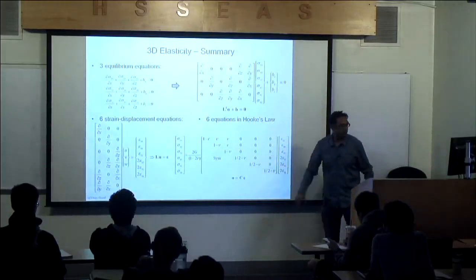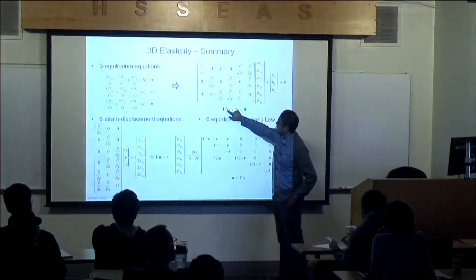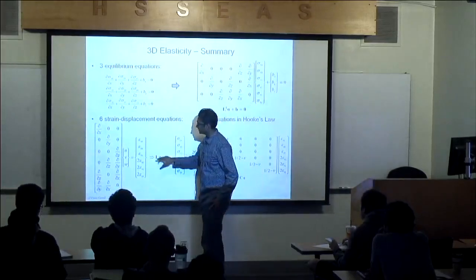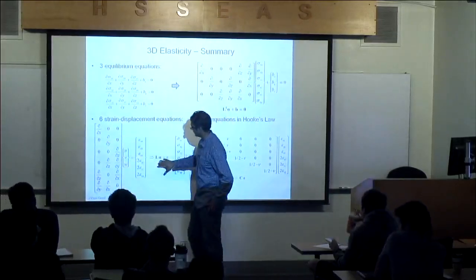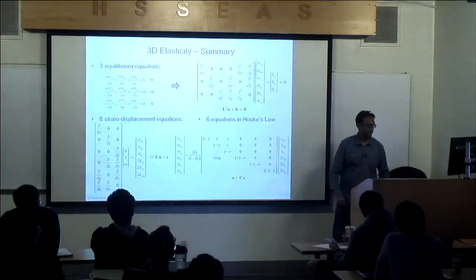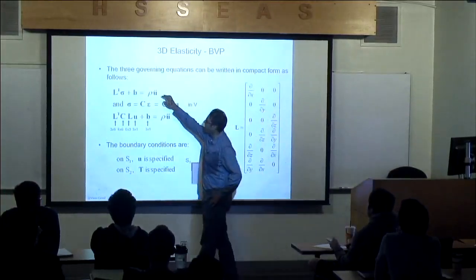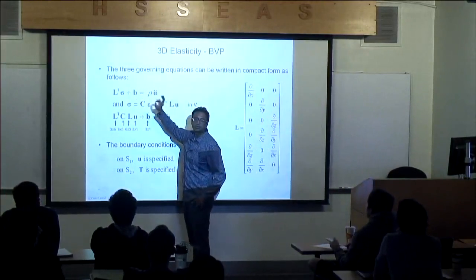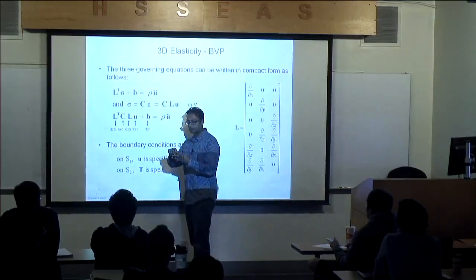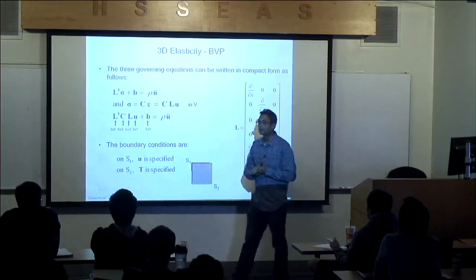Now, with all this information, I want you to memorize this very quickly. I'm going to call this L transpose sigma plus B. And then L times U is epsilon, so I'm going to call this L, all of that. And then I'll call this sigma equals C times epsilon. And these are all matrices. So in essence, what I really have is these 3 equations, and I want to write that in terms of strains, displacements, because I want to solve for the 3 displacements. And if I know the displacements, I know the strains. If I know the strains, I know the stresses. So the goal is first, get the strains.